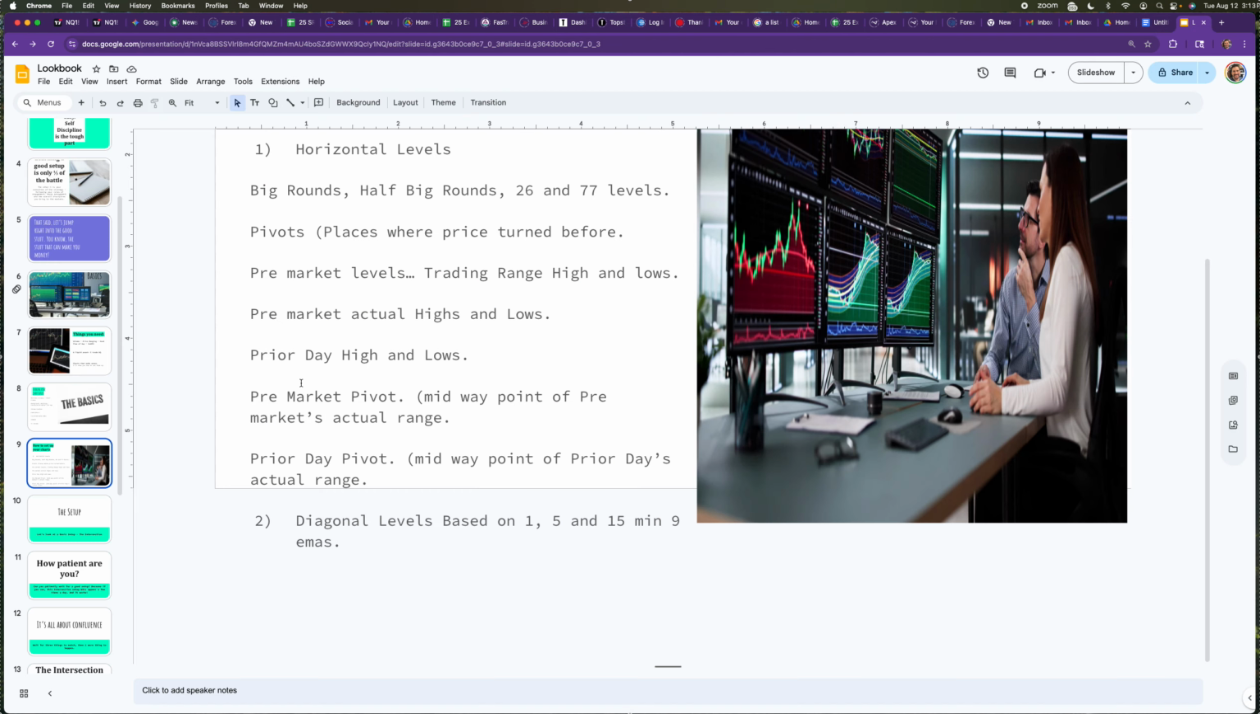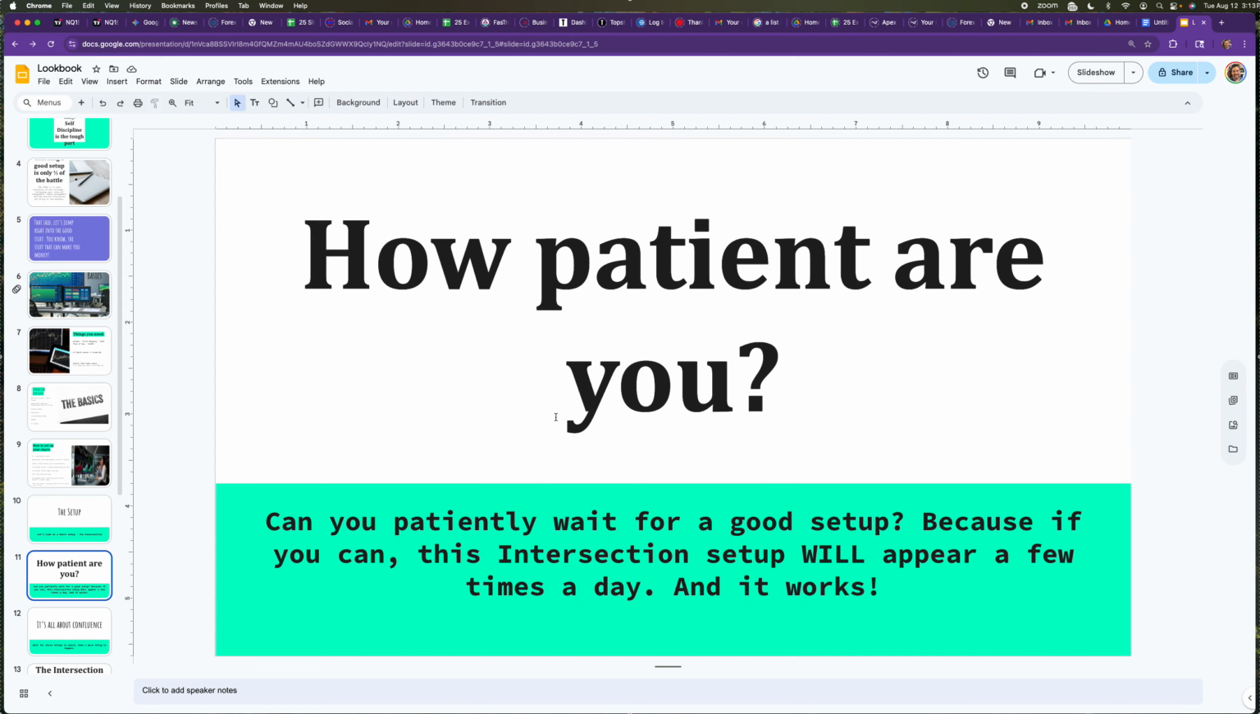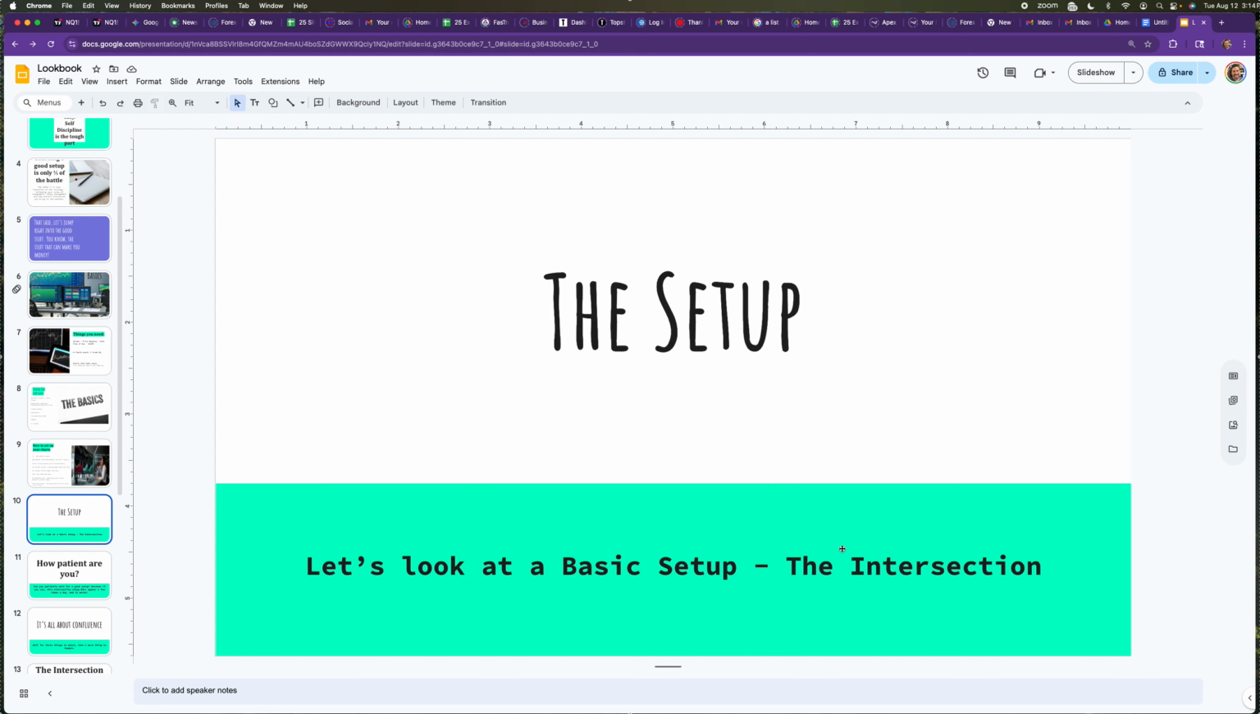What else are we going to talk about today? I just showed you everything you need to set up your charts and your first trade. I kind of jumped ahead of myself. So the setup. Let's look at the basic setup, the intersection. I just showed you one.